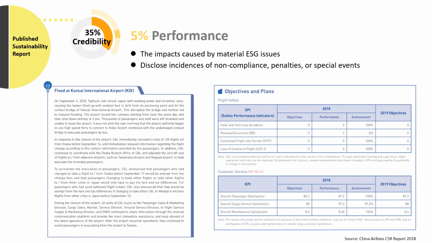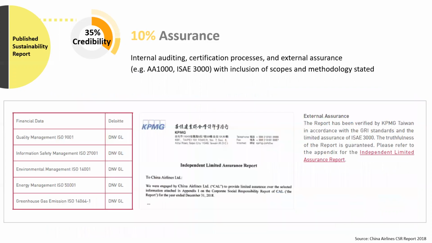Another 5% on performance, so it's the impact caused by material ESG issues. The most important part is disclosure of any instance of non-compliance, penalties, or special events. For example, in this case of China Airlines, they did disclose a case where they faced a typhoon in Kansai International Airport in Japan. That obviously caused a lot of flight delays. So that's one of the special events that they faced throughout the year and how they dealt with it. So that's how the performance section is being assessed.